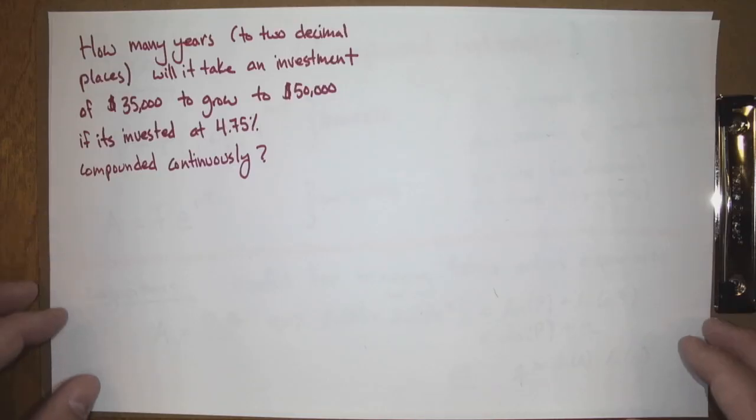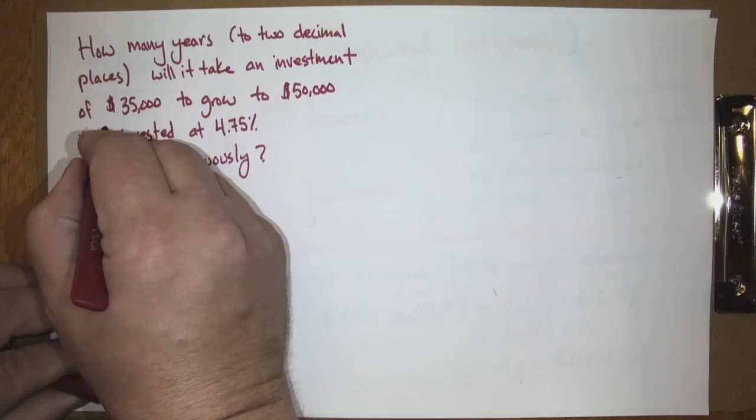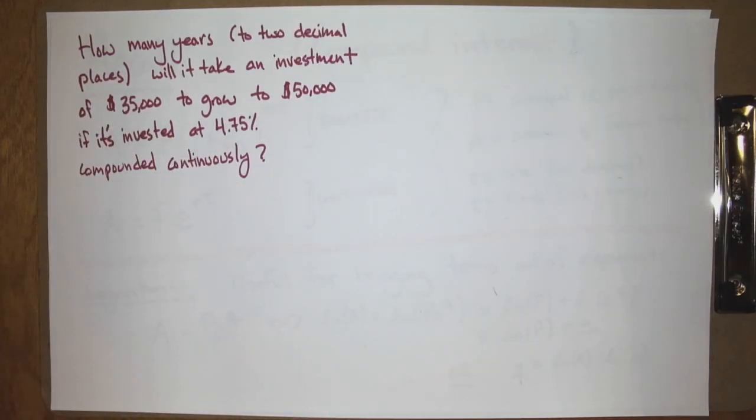How many years, to 2 decimal places, so it may not be a whole number, how many years to 2 decimal places will it take an investment of $35,000 to grow to $50,000 if it is invested at 4.75% compounded continuously? And I think I missed an apostrophe. All right, there we go.